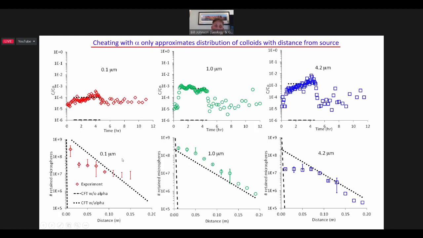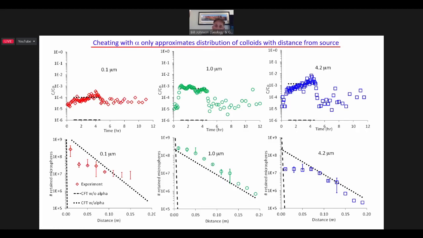So what we can do is use what's called an alpha to fake it. We can force the breakthrough to not be as low as predicted by filtration theory, as shown by the dashed lines in the breakthrough curves, and instead just force it to match the observed breakthrough plateau. And when we do that, the profiles then look more like the data in these dotted lines. But you can see, for example, in the dotted line for the 4.2 micron colloids, there's a huge amount of mass that's predicted to be at the upgradient end of the column that in fact isn't there. They moved much farther down gradient than predicted by even that forcing an alpha to improve the prediction.